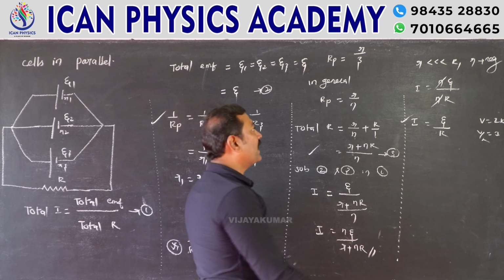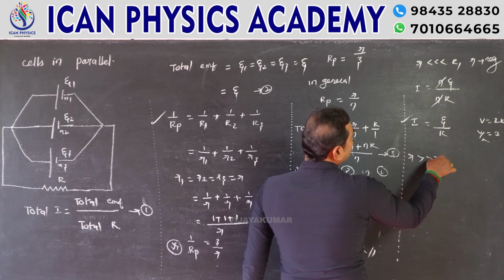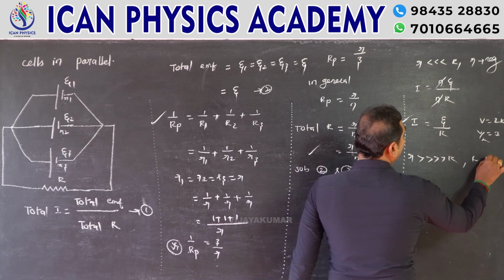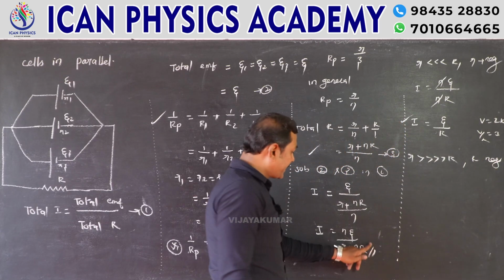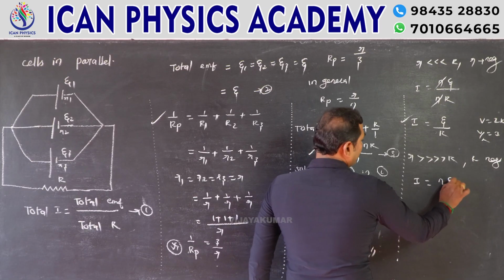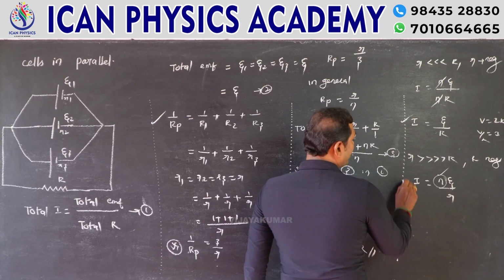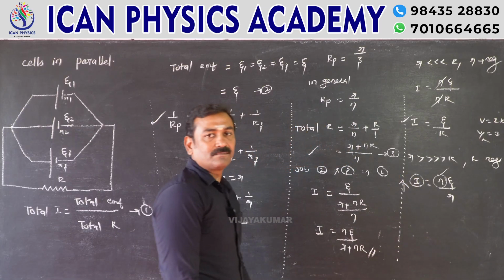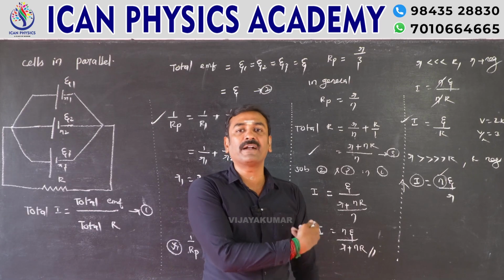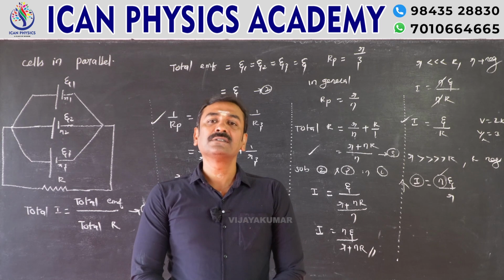Okay, so go for the other case. When small r is much greater than capital R, capital R can be neglected. If we neglect capital R, then I equals n psi by r. So n times, the current increases. This is the advantage we get when we connect cells in parallel. Okay? Do you get it now? Do you have any doubts?